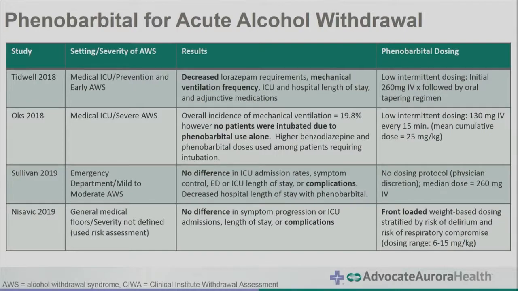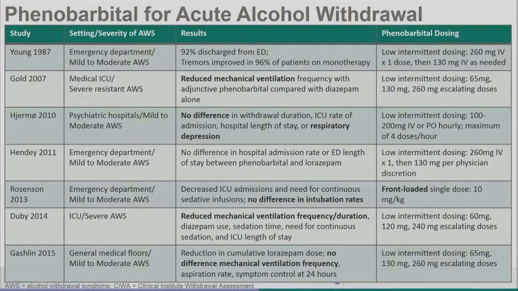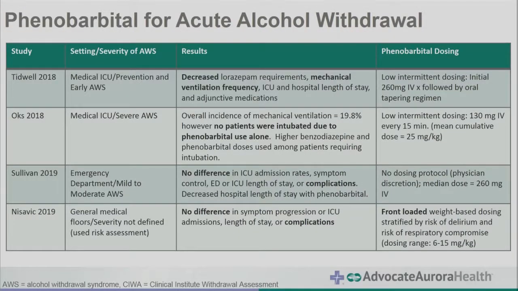And then the other debate about phenobarbital is how do you dose it? Do you give them low intermittent IV push doses, or do you give them high front-loading doses? Of course, that high front-loading dose tends to scare people because of the respiratory depression associated with phenobarbital. So if we go back to the Rosenson study in 2013, an ER study, they gave a front-loading dose of 10 mg per kg and did not find any difference in their intubation rate. Most of the other low intermittent studies also found either no difference or a reduction in mechanical ventilation. So to date, we don't really have any comparative data looking at one dose versus the other.